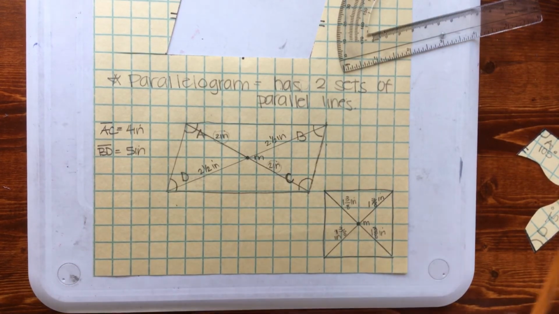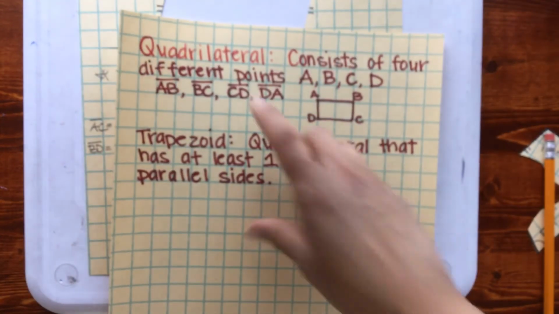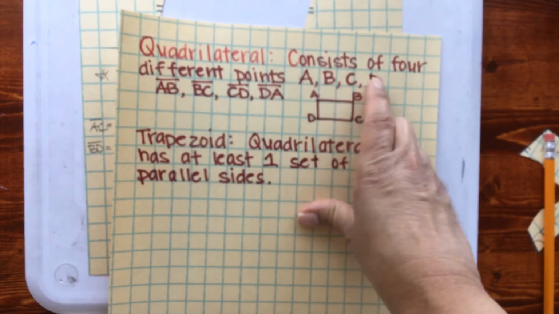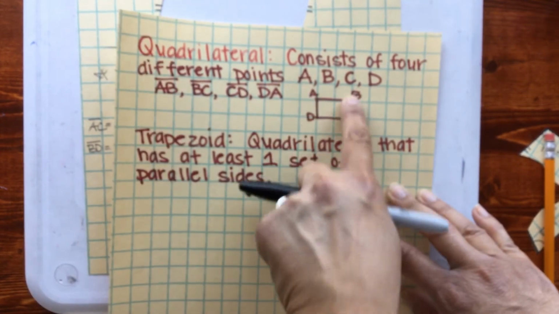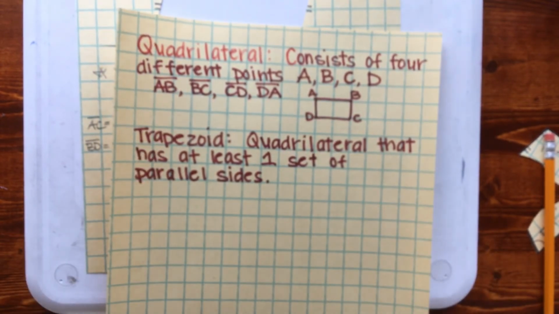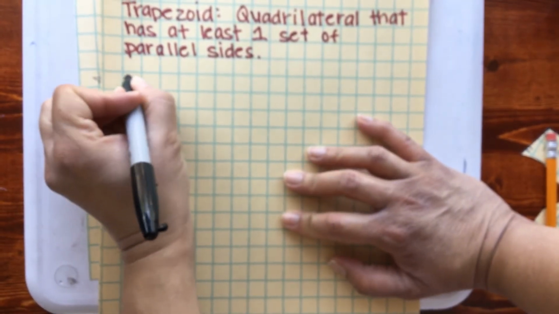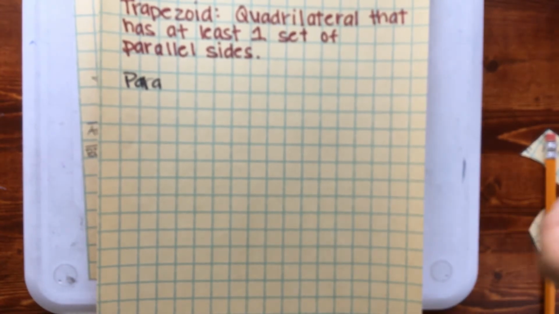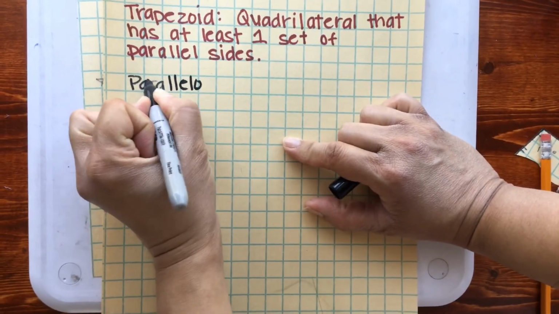Okay, so I've been adding. So we talked about quadrilaterals. Quadrilaterals consist of 4 different points, A, B, C, and D. Means they have four sides, and those sides are AB, BC, CD, DA. Okay, we learned trapezoids yesterday, quadrilaterals that have at least 1 set of parallel lines. And now we're adding, I'm going to get a different pen. Okay, now we're adding parallelograms.